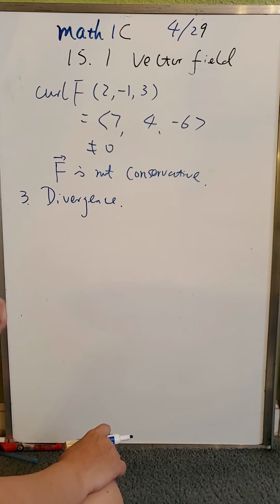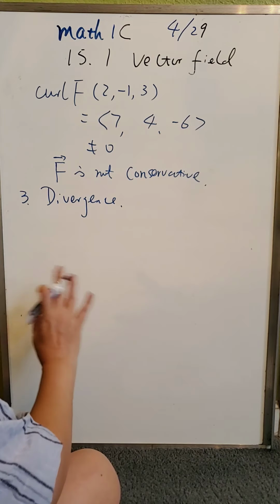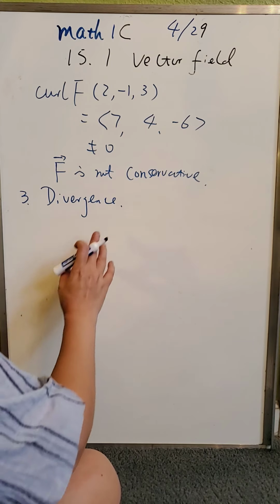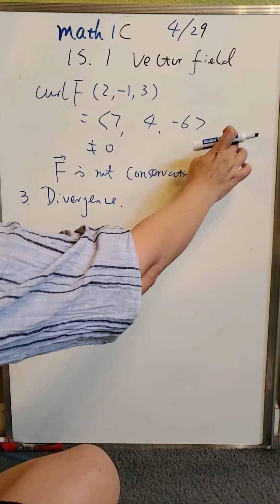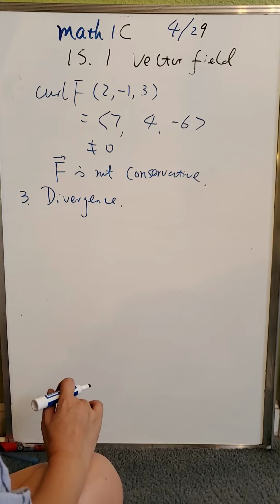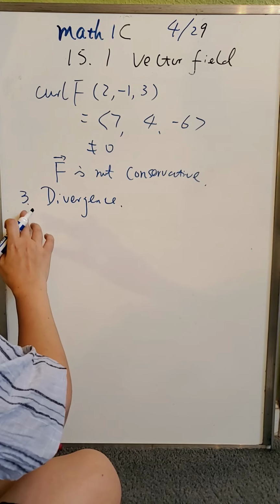Conservative means that there's no twisting or pushing force in the field. But if there's one point where the curl is not equal to 0, then it's not conservative. Conservative means that at every point there's no pushing or twisting force because it's equal to 0. If it's equal to 0, no matter what point you put in, it's going to be 0. So divergence is the last thing.